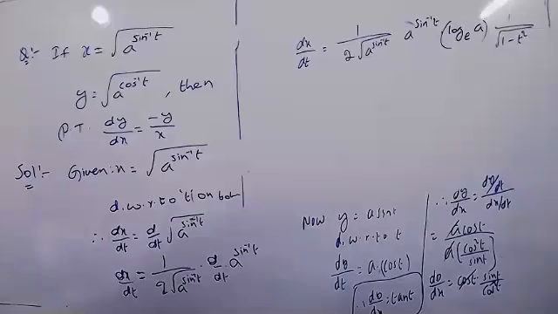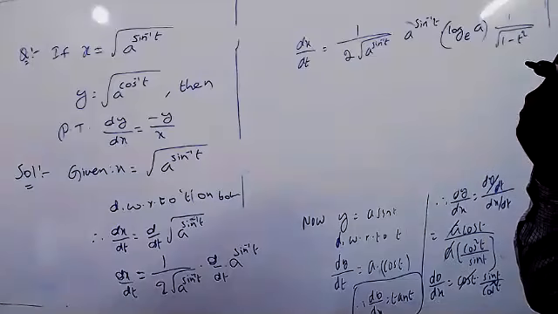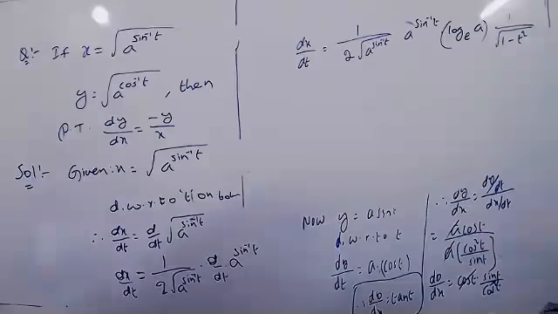I'll give the formulas to you. Differentiation of sin inverse x is 1 by root of 1 minus x square. Differentiation of cos inverse x is minus 1 by root of 1 minus x square. Differentiation of tan inverse x is 1 by 1 plus x square. Cot inverse x is minus 1 by 1 plus x square.